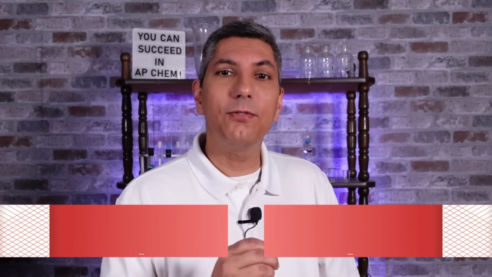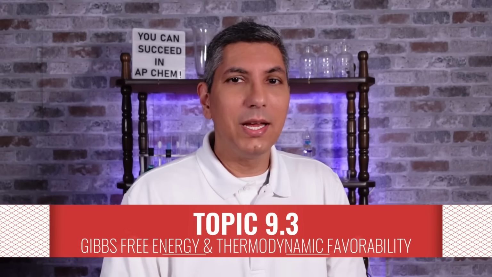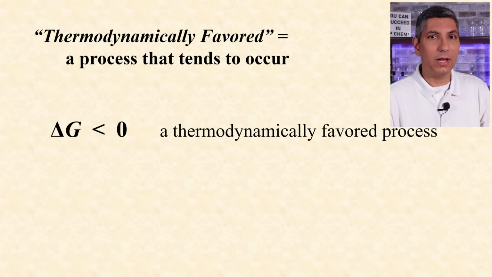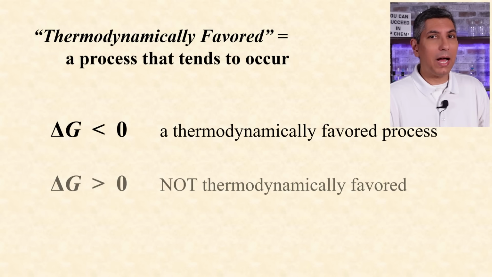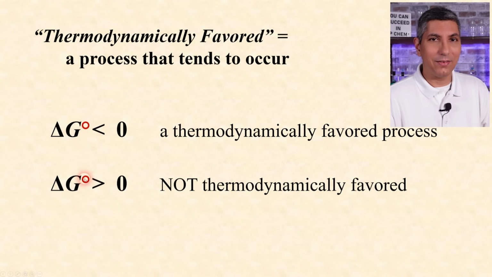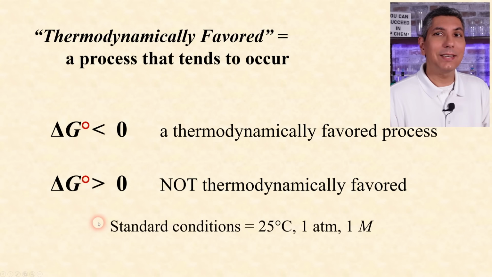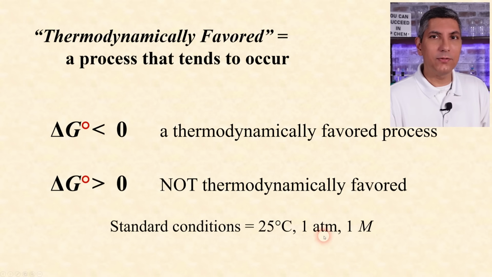When a process tends to occur, we say it's thermodynamically favored. Gibbs free energy is a measure of the thermodynamic favorability of a chemical process, and it's abbreviated delta G. Delta G is negative for all thermodynamically favored processes. Delta G is positive when a process is not favored. Delta G, as well as delta S and delta H, are usually calculated at standard conditions, symbolized with this little degree sign. That degree sign tells us a process is at 25 degrees Celsius, 1 atmosphere pressure, and 1 mole per liter for any solutions.